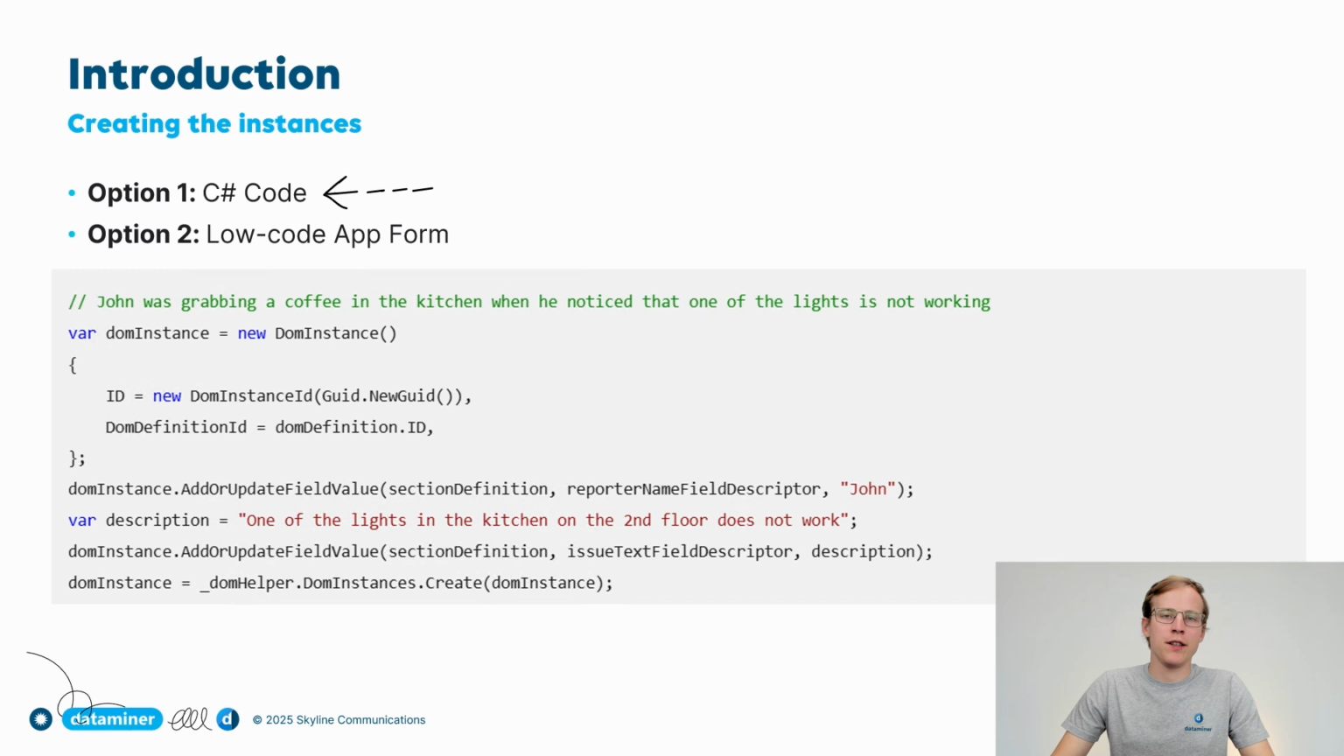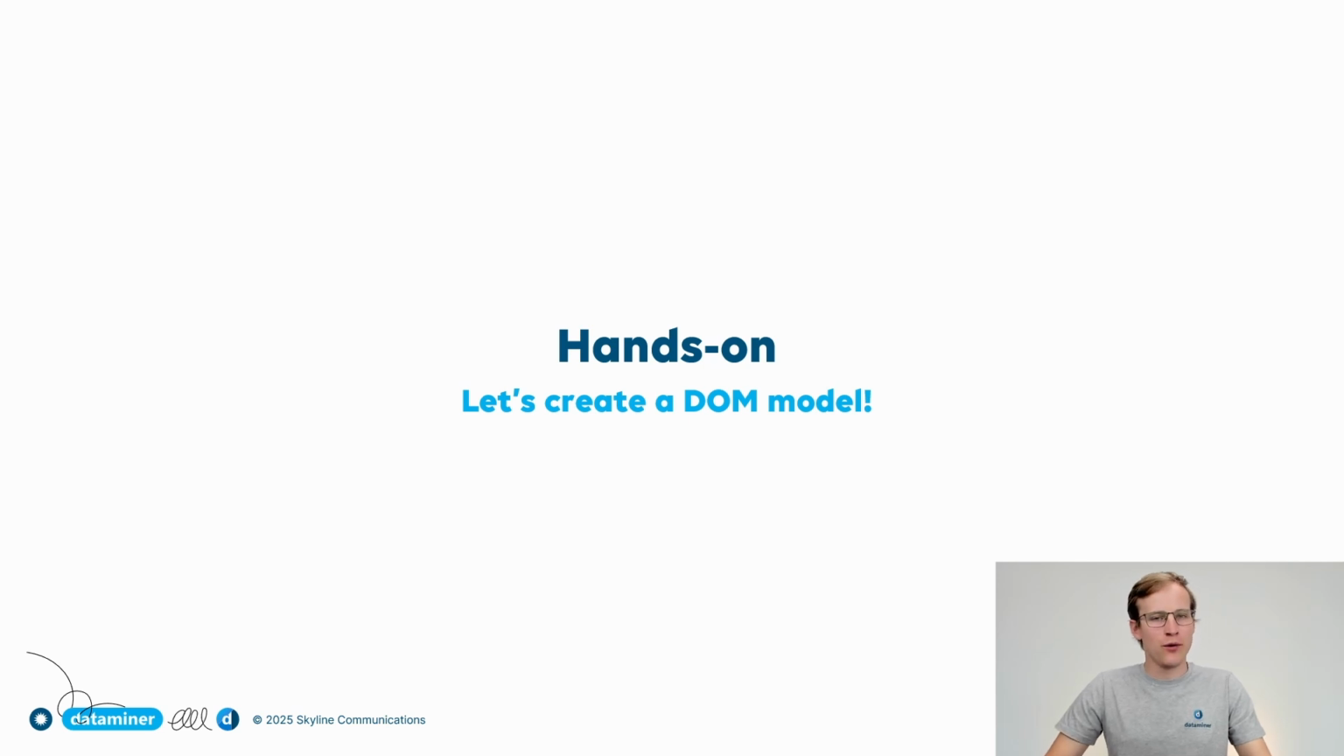Once you have defined all the fields, you can store it in a database using the DOM helper as well. So here you see the DOM helper again, but this time with DOM instances instead of DOM definitions. And then we call the create method as well and provide our DOM instance. And that will create our DOM instance in the database. So that's it for the theory part.